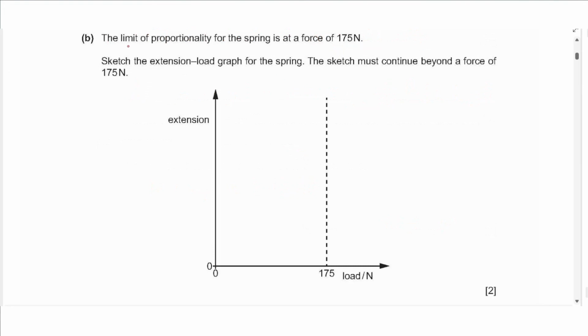Question B says the limit of proportionality of the spring is at force 175 newtons. Sketch the extension load graph for the spring. The sketch must continue beyond a force of 175 newtons. So at first, the graph is a straight line through the origin, hence the proportionality. After that, it curves towards the extension axis because it's getting easier to extend.